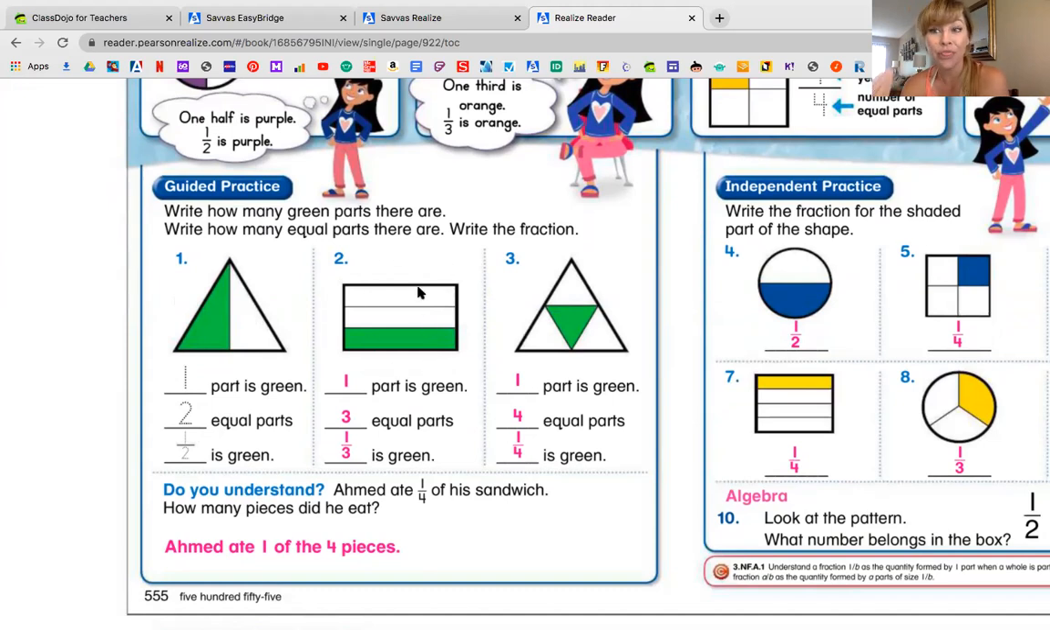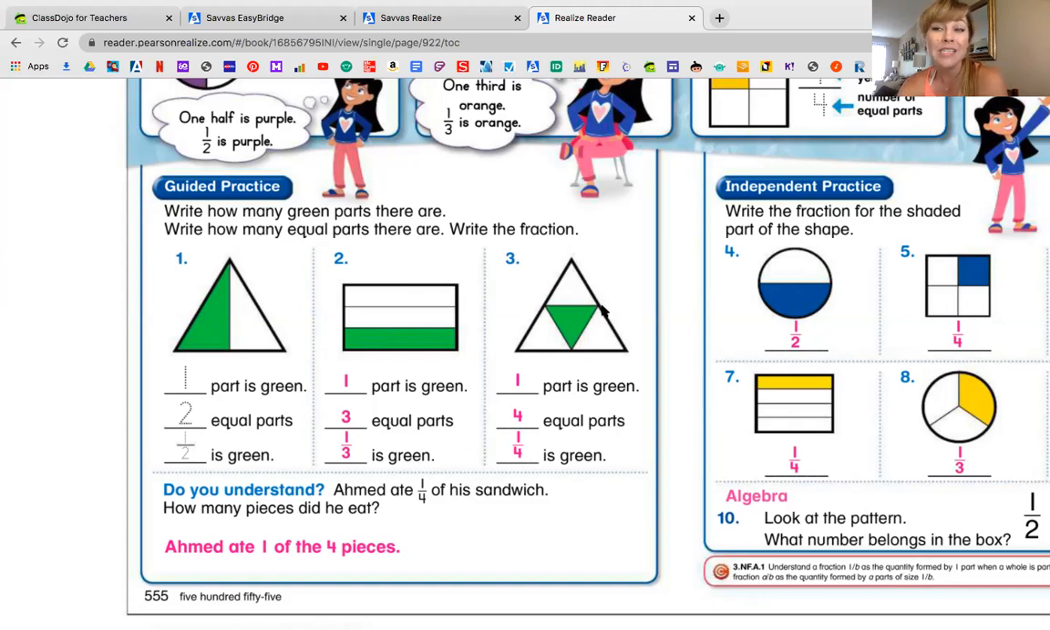It's broken into thirds. I have 1 part that's green and a total of 3 parts. So of this rectangle, 1 of the 3 pieces is green. So 1 of the 3 pieces. So think of the line as the word of. So 1 of 3 is green.